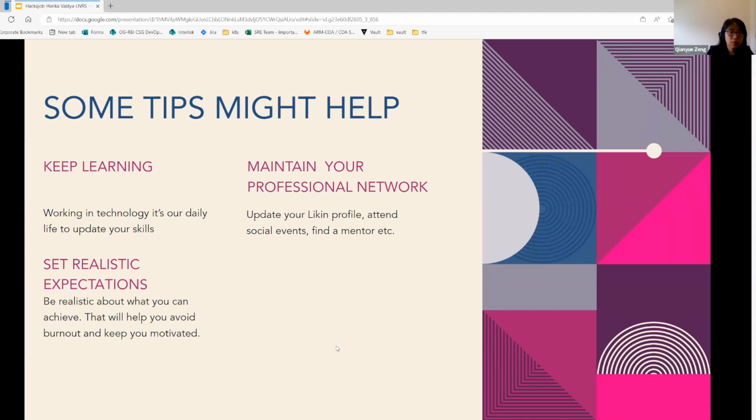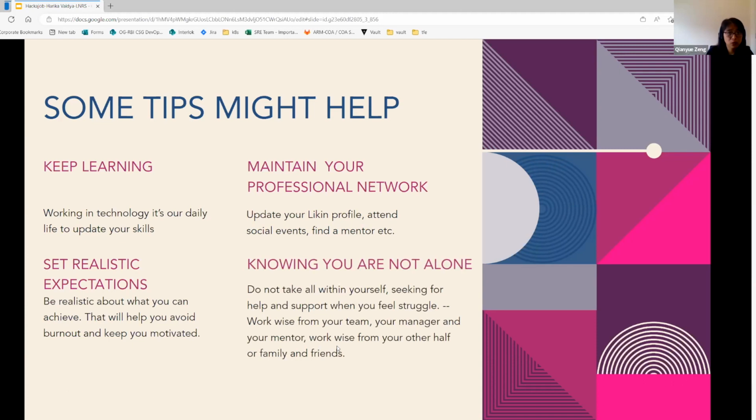So the third tip I want to mention here is set realistic expectations. Be realistic about what you can achieve in a period of time. Do not be too aggressive or too ambitious, like, oh, I want to do this tomorrow. It's not realistic. Set things little by little, to avoid burnout and keep you motivated. And also prioritize your work and life responsibilities.